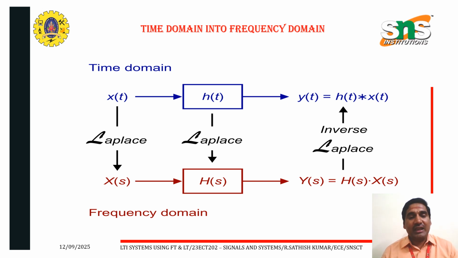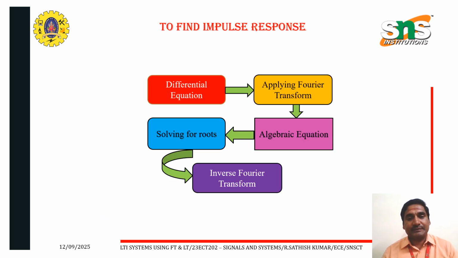When x of t is applied to the Laplace transform, it can produce x of s. H of t for Laplace transform gives h of s. Therefore, y of t is equal to h of t convolved with x of t, which can produce y of s is equal to h of s into x of s.